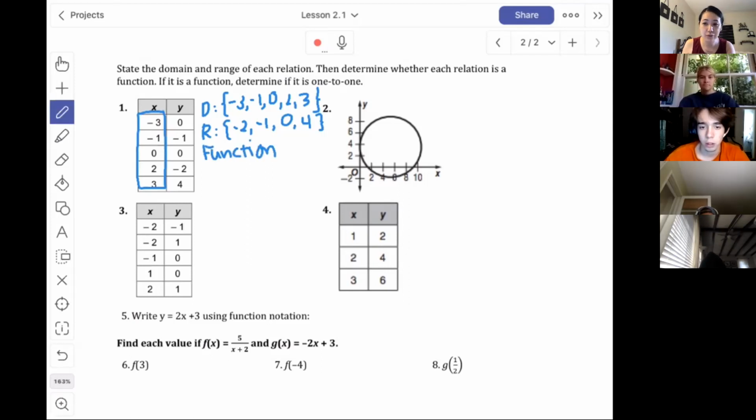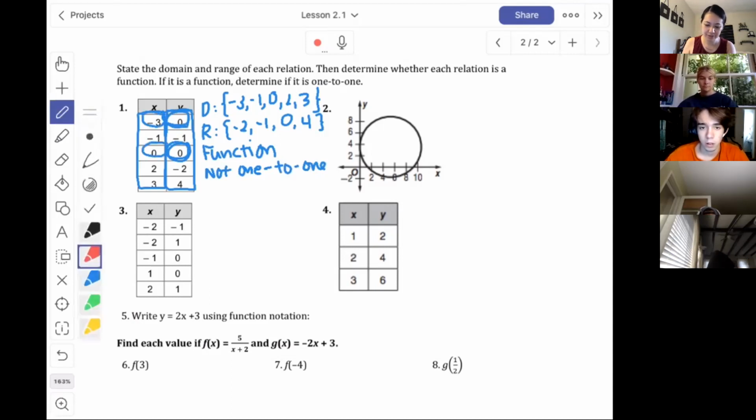Now, to determine if it's one-to-one, I look to see if there's any repeats in the y column, all right? And I do notice I have 2 zeros. So that means this is not one-to-one, because the y value of 0 has 2 x's, all right? That's 2 x's. So that's why it's not one-to-one.